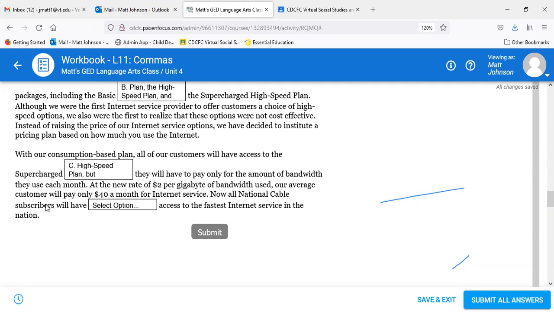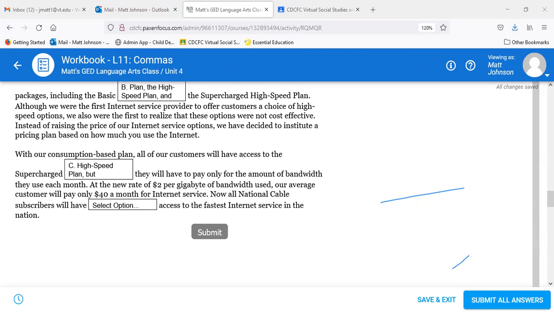Right? Supercharged high-speed plan. So another big sentence there. With our consumption-based plan, all of our customers will have access to the supercharged high-speed plan. We have a complete sentence there if we stopped. We're adding more information. We're basically adding another sentence. So, but they will have to pay only for the amount of bandwidth they use each month.